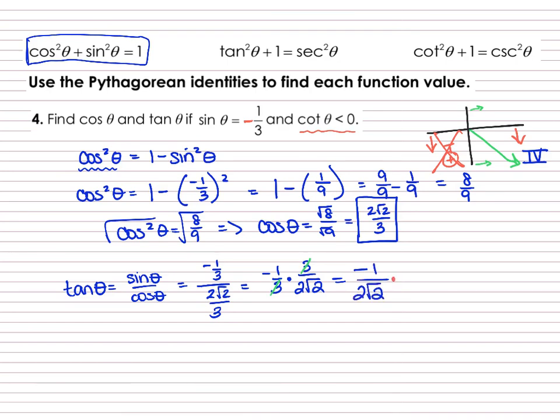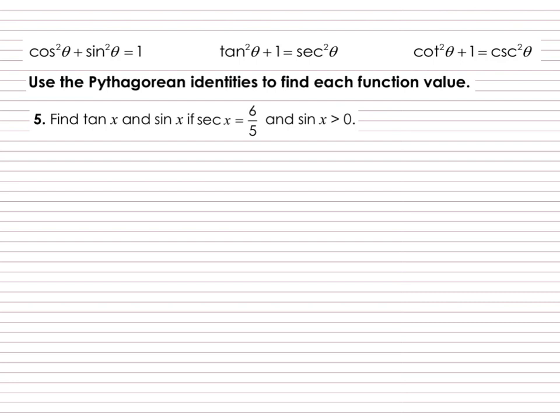Now I have to rationalize, so I'm going to multiply both the numerator and the denominator by 2 root 2. So I have negative square root of 2 over 4. Square root of 2 times square root of 2 gives me 2, times 2 is 4. So my final answer for tangent is negative square root of 2 over 4. And the negative makes sense because the original problem stated that the cotan of theta is less than 0. So it would make sense that tangent is less than 0, also because we know the angle occurs in quadrant 4.